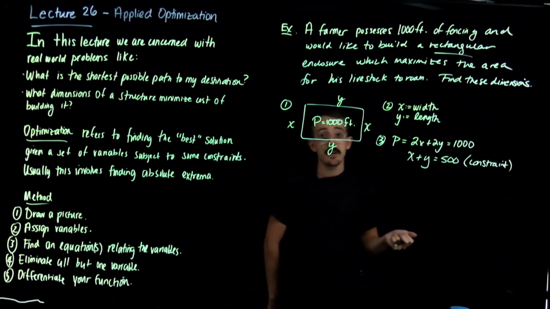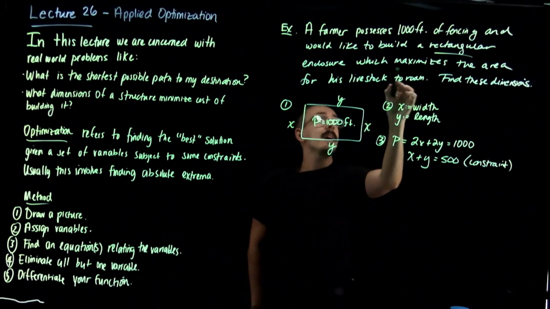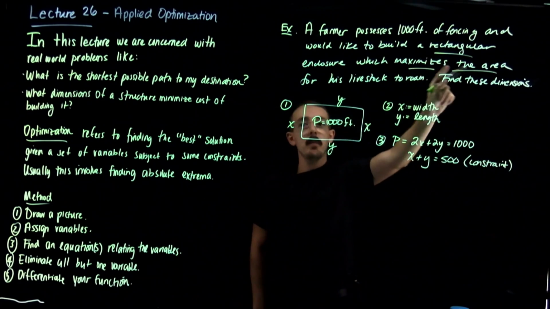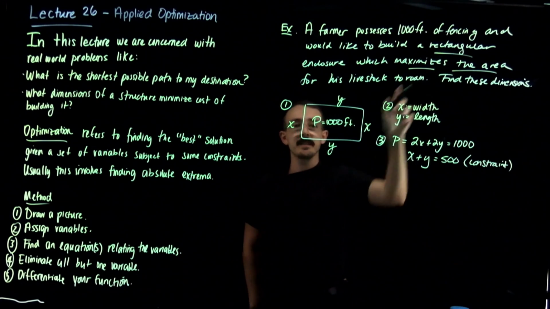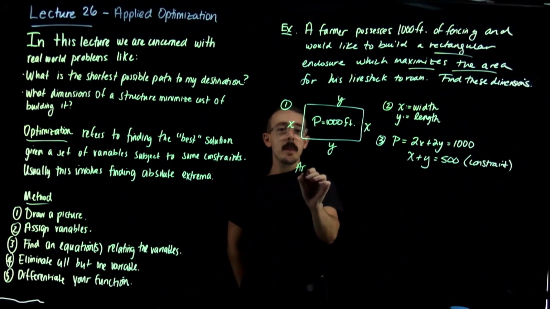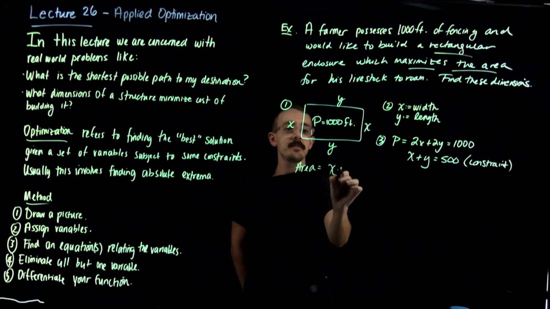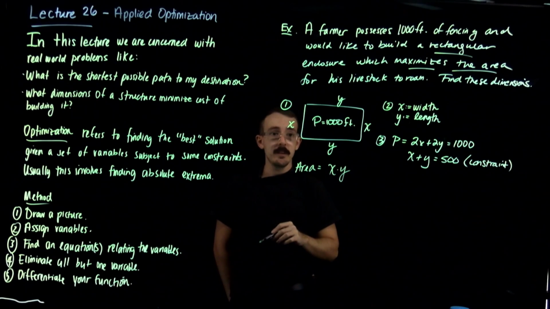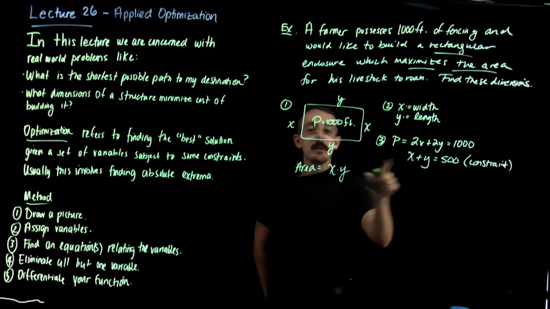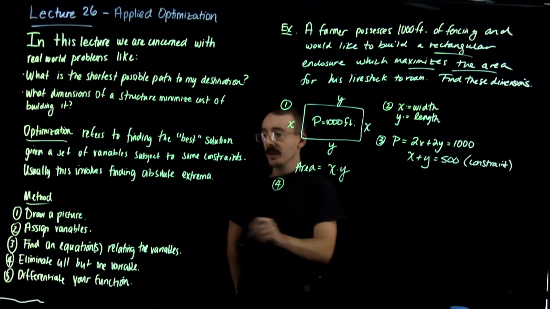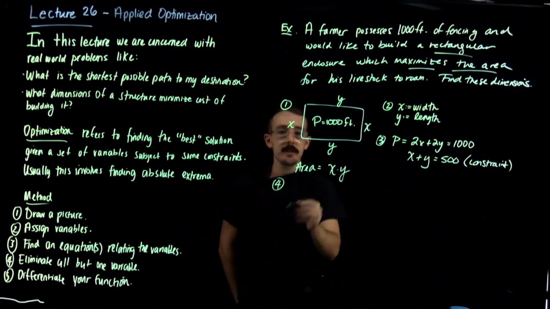What other equations do I know? Well, I'm trying to maximize the area. This is the whole point. I'm trying to optimize this situation. So my area formula is length times width, right? Well, what I would like to do in 4 is eliminate all the variables but 1.